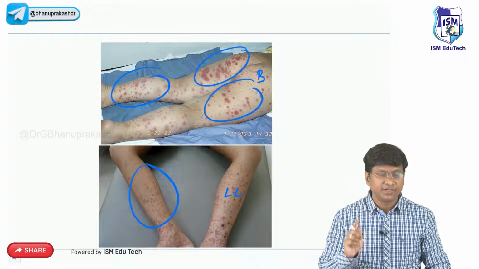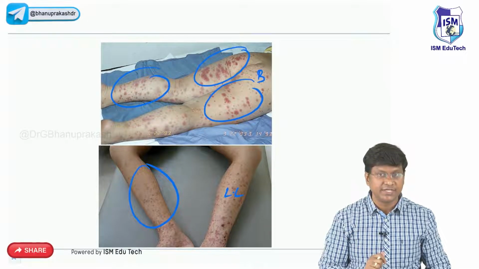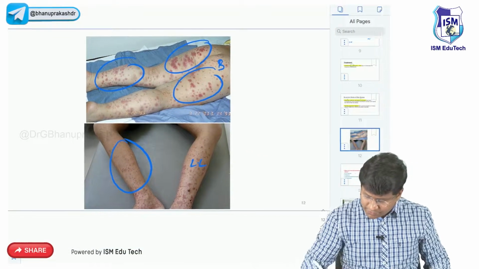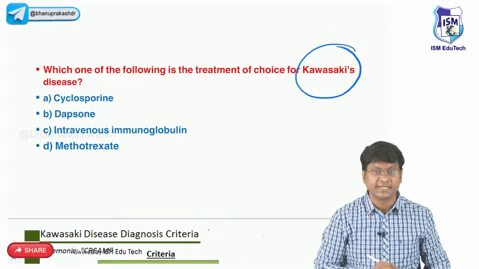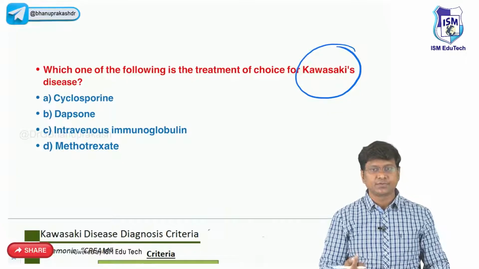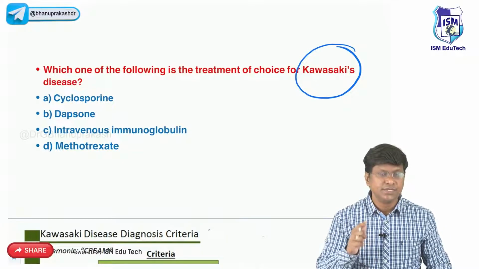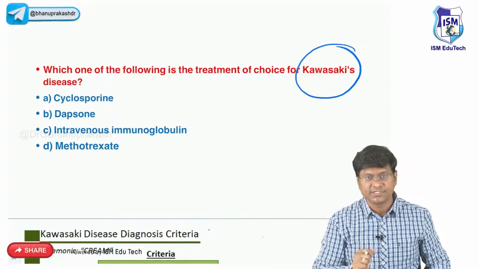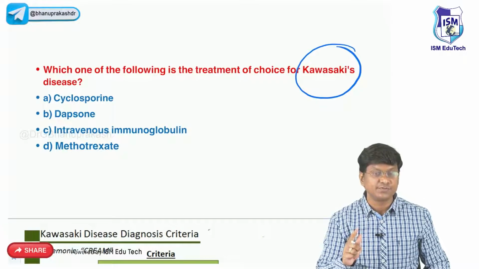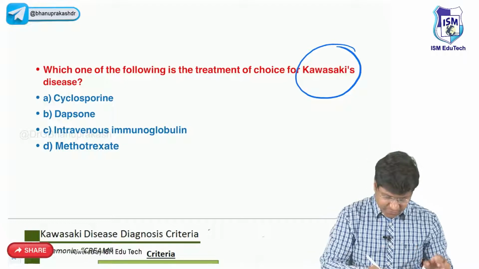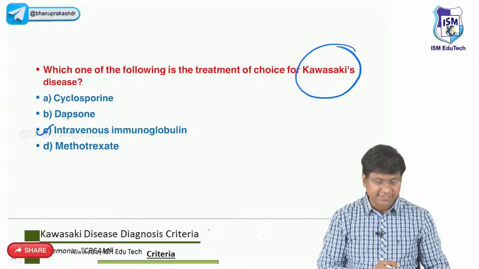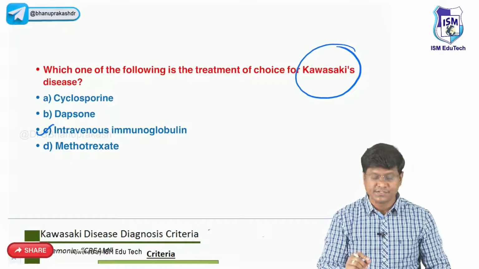So with this, we are done with one form of small vessel vasculitis, that is Henoch-Schonlein Purpura. Now, next let me take up the discussion of Kawasaki disease. Kawasaki, what did I tell you? It is the medium vessel vasculitis. Which one of the following is the treatment of choice in Kawasaki disease? Cyclosporin, dapsone, intravenous immunoglobulin, methotrexate. Yes, very good. The drug of choice for Kawasaki disease is intravenous immunoglobulin.